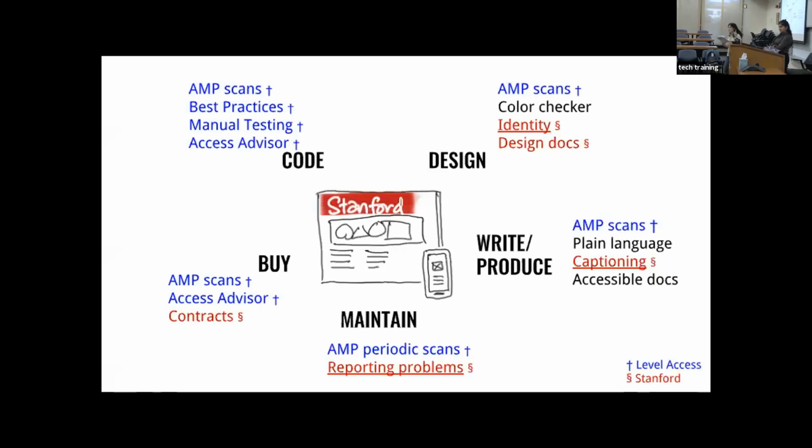So what you can see on the screen is the different resources, either from Level Access or from Stanford internal, or just stuff on the World Wide Web that could help you do your job. So for coding, you can run scans, the AMP scans. You call it AMP. So you can run AMP scans and you can also follow some online guidelines, the instructions in the best practices library, to get your code done.